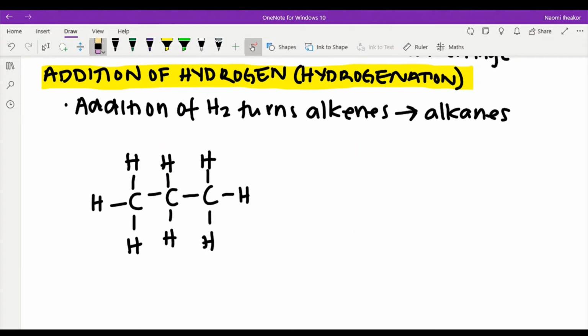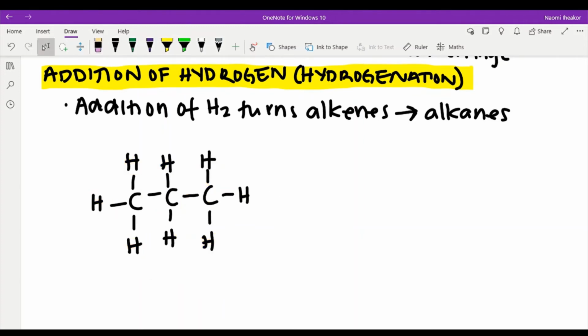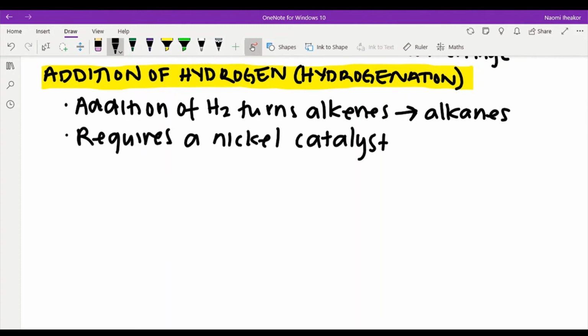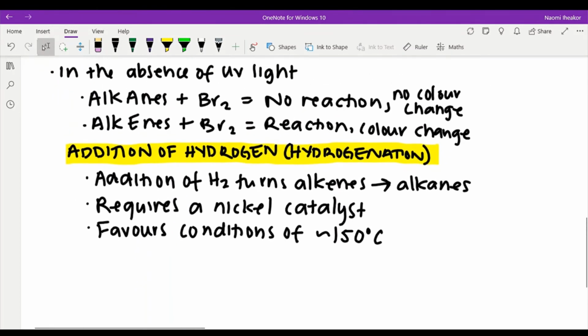And now if we have a look, our product is an alkane. So we have just single bonds between our carbons and hydrogens coming off all our carbons. So this is an alkane. So we started with butene, and now we've ended up with butane. The last thing to understand in terms of hydrogenation reactions is that it does require a nickel catalyst. And also, this reaction best takes place in conditions where it's 150 degrees Celsius. So that's as much as we need to know for our addition of hydrogen reactions. Let's go ahead and tick that off.